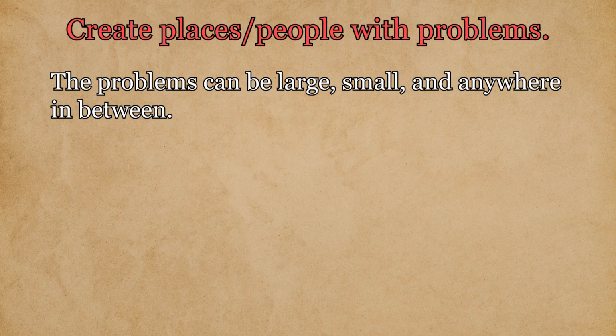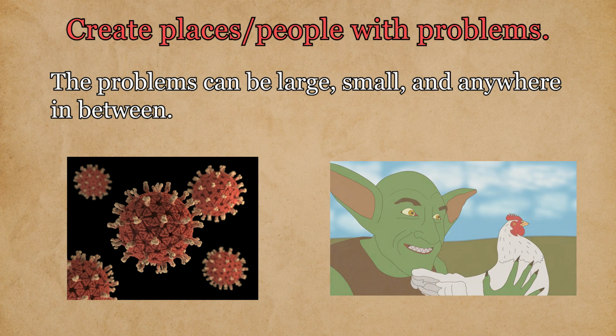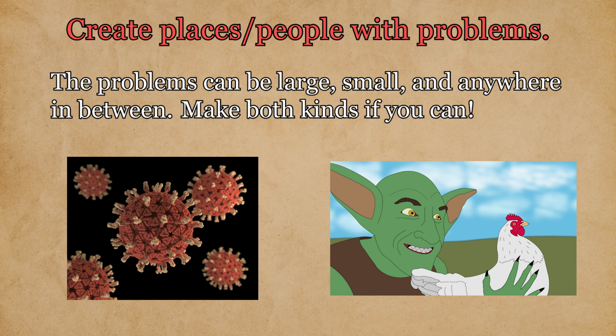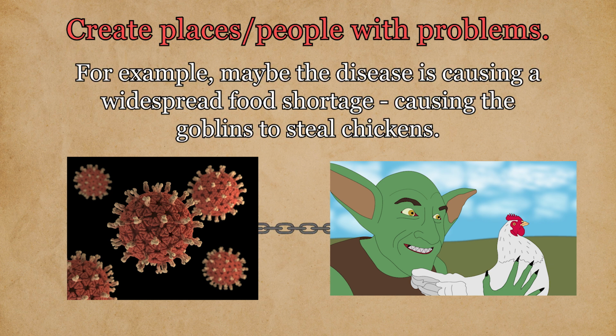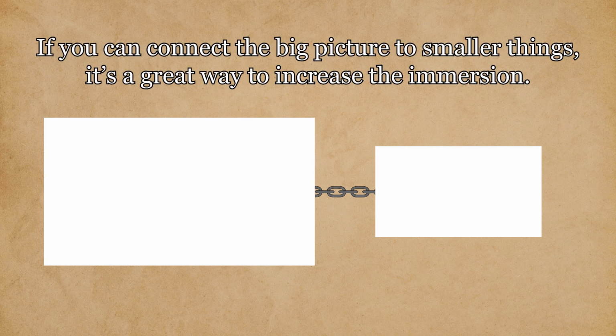They can be big, sprawling problems like a disease spreading across the land, or smaller, local problems like goblins stealing a farmer's chickens. And honestly, have both kinds if you can. Using those two as an example, maybe the disease is causing a widespread food shortage, so the goblins have to steal food to survive. You don't always have to find a way to tie the big picture to the little, but if you can, it's a great way to increase the immersion and make the setting feel like a real, lived-in place.